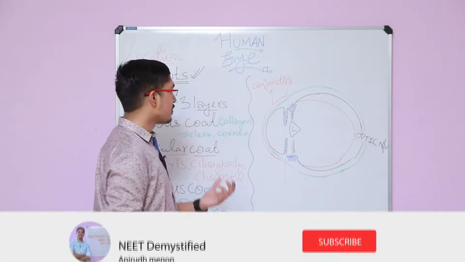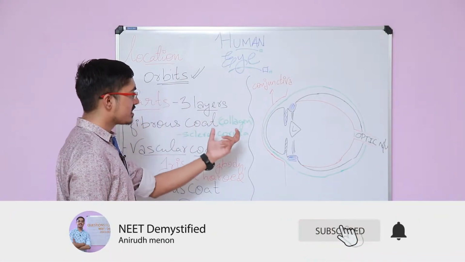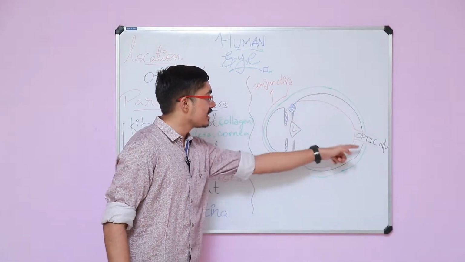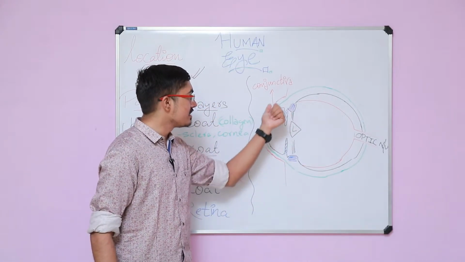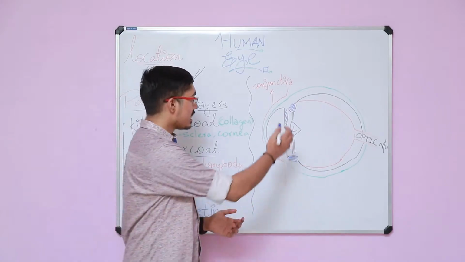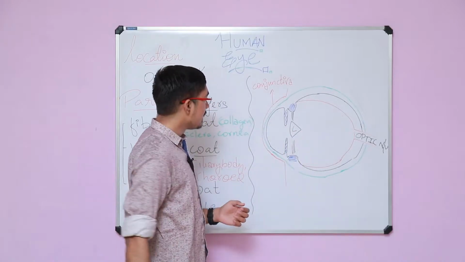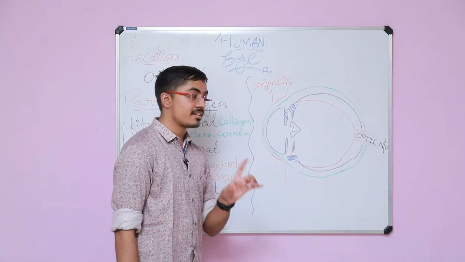Now let us quickly revise whatever we have discussed over here. So the eyeball is divided into 3 layers. Fibrous coat, which includes the posterior 5/6, that is the sclera, and anterior 1/6, that is the cornea, which is actually convex in shape. It is transparent so that light can go through this, and it is avascular. There is no blood vessel inside this.